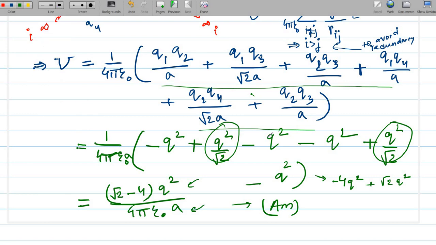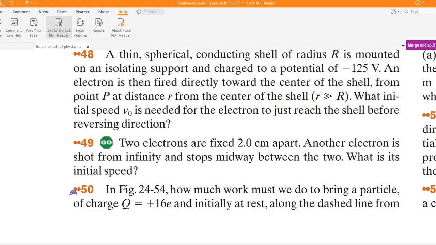Alright, next problem. Okay, so here is 50. That's the next problem in the suggested list. How much work must we do to bring a particle of charge q? So the particle that you are bringing to a certain point, that particle's charge is given, and the particle is initially at rest along a dashed line. Okay, so let's go and see the figure.